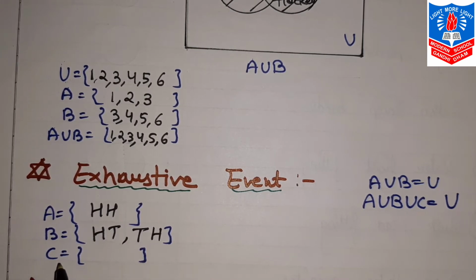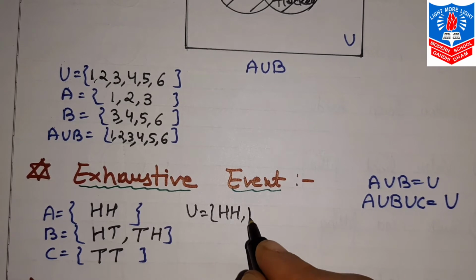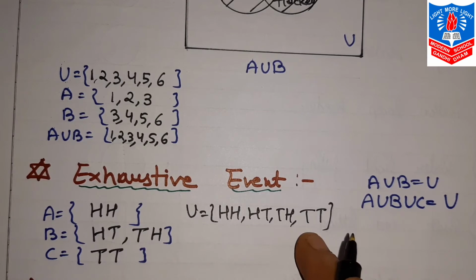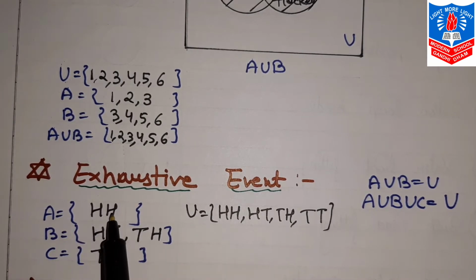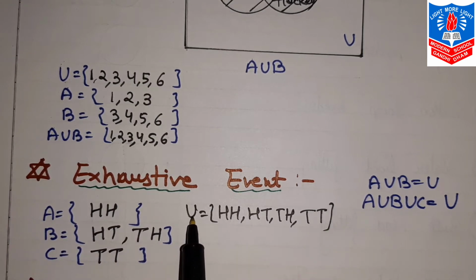And C is that both coins come tail only. Now we know very well what U is in this: these four only, HH, HT, TH and TT. These are the four possible outcomes, and you can see A has the first, B has the second and third element, and C is TT. All four sample points of sample space U are there in A, B, C.